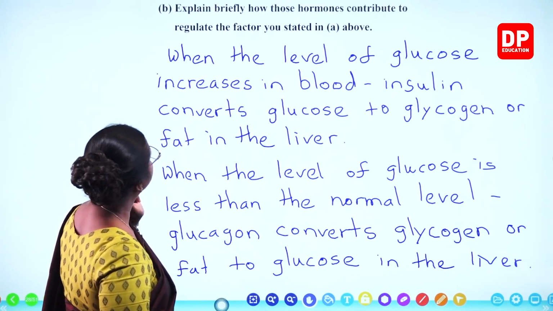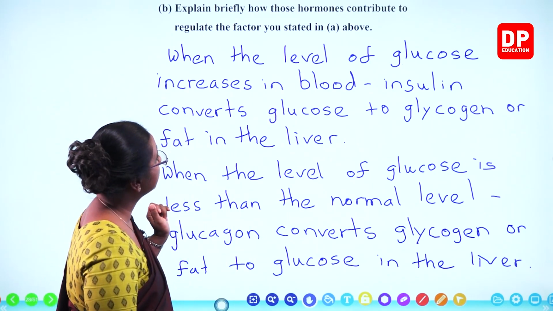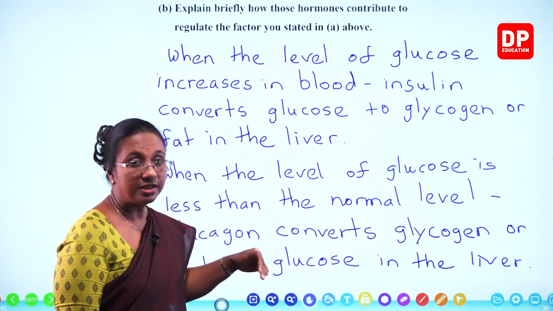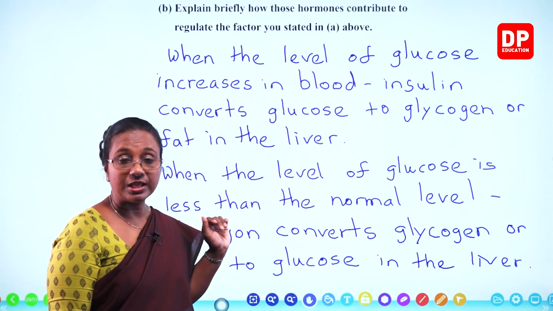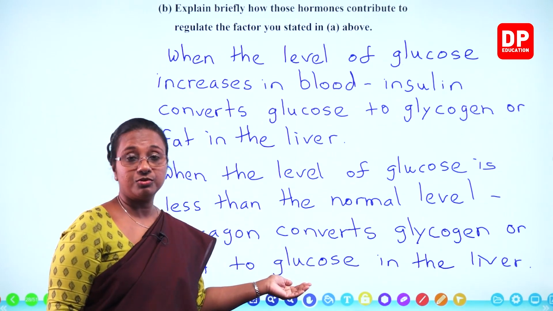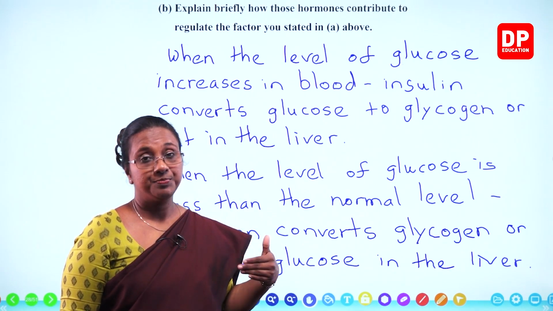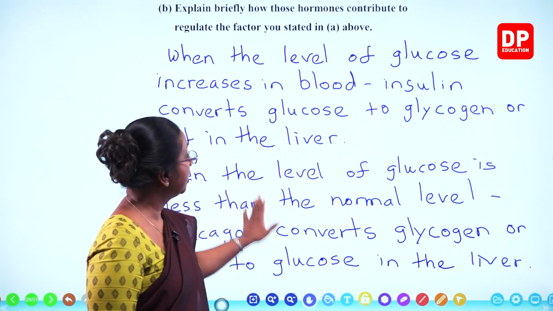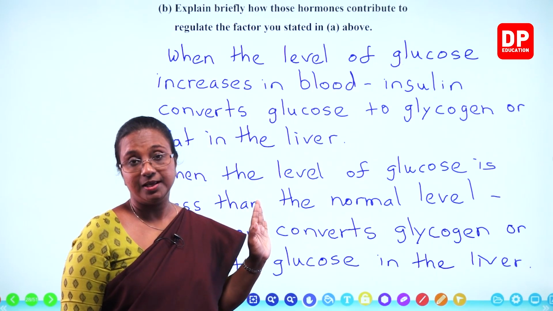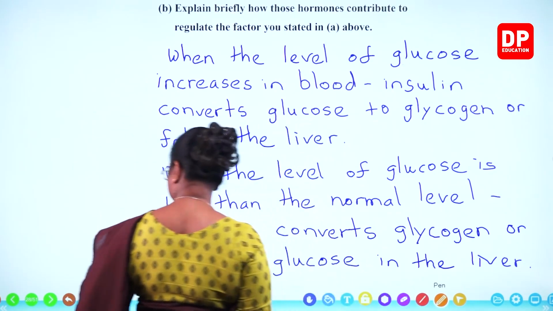So here you have to explain briefly how the hormones contribute to regulate the factor you stated in A above. So insulin helps to decrease the glucose level when it is more than the normal amount. Glucagon helps to increase the blood glucose level if it goes down below the normal level. You have to write both. You have to specify the hormone and the change that is happening. Is that clear, students? So with that, we'll move on to the next one.